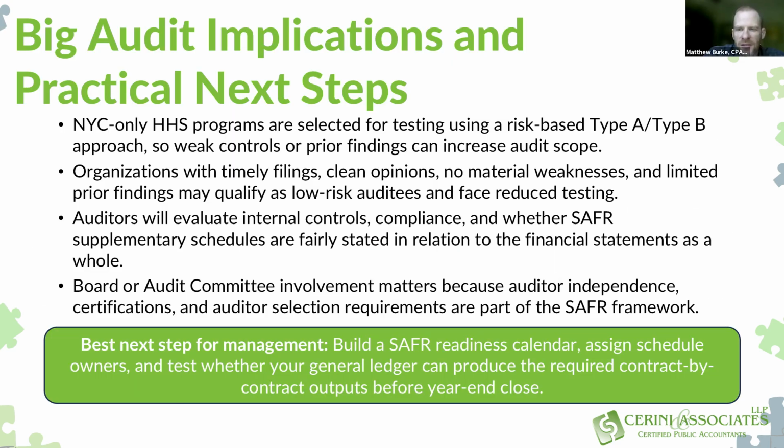I don't want to get into too many of the weeds here, but it's a type A, type B format, just like with uniform guidance. So it's not like every contract would have to be tested again. If you have 10, the auditor may have to look at the top 3 or something like that, but the principles have to apply to all of them. There will be a low risk qualification where an auditor may have to test a little bit less than if you were high risk. All these things really have to be considered.